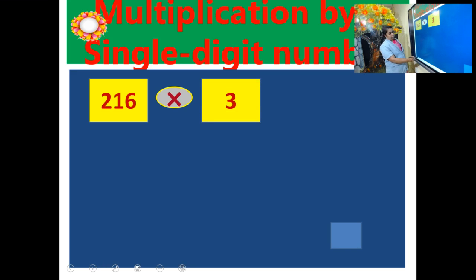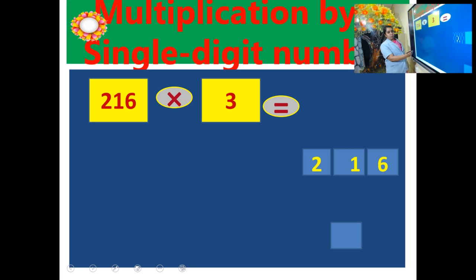Single digit number 3. Then what is the first step? Yes, you have to write the multiplicand first, the greater number first. Which is our greater number? 216. So you have to write 216. Then put the multiplication symbol. Then where do we write the 3? 3 has a ones place, so you have to write 3 just below the 6.